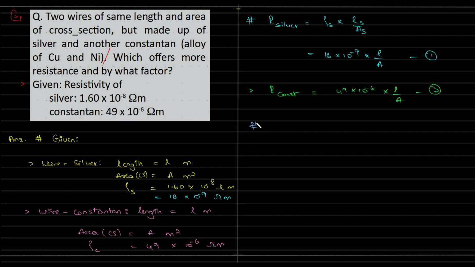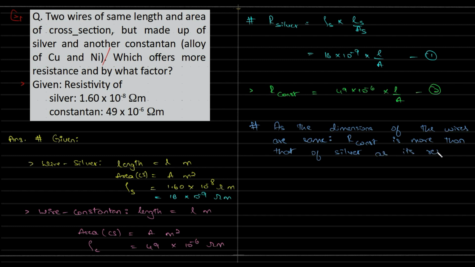So your conclusion is, the first answer is, as the dimensions of the wires are the same, resistance of constantan is more than that of silver, as its resistivity is more.